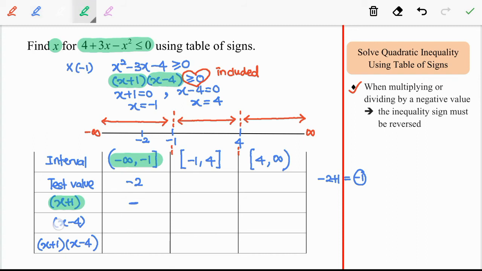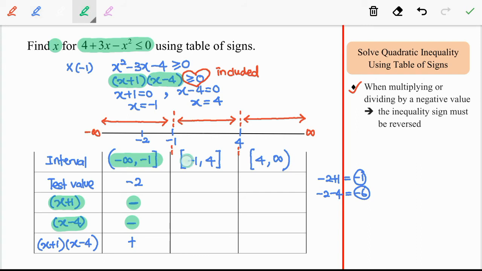How about x minus 4? So we have negative 2 minus 4, which gives us negative 6. So here is a negative value, which means we put here a negative sign. When we multiply these two factors together, we have negative times negative. So this gives us positive. Now we are going to repeat this process for both of the other intervals.